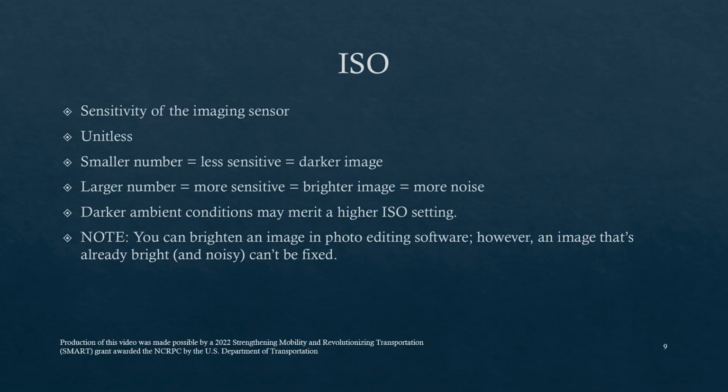And then the ISO is the sensitivity of the imaging sensor. It's a unitless measure. The smaller the number, the less sensitive, so the image is going to be darker. And the larger the number, the more sensitive, the brighter the image is going to be, but you'll see some grainy, sandy sort of noise in the image. The sensors are getting a lot better with this. You saw this more as an issue in older sensors, thinking 10 years ago when I was first working with this technology, but it can still be an issue, especially in low light conditions.